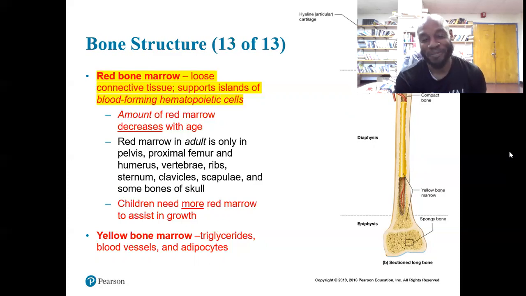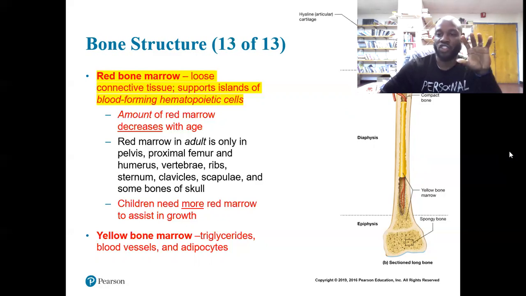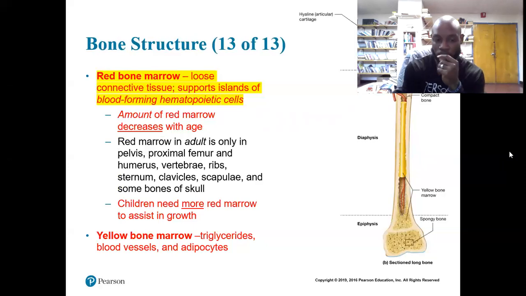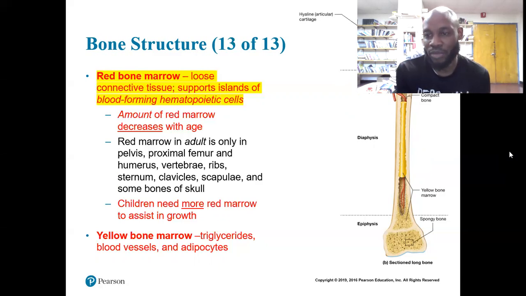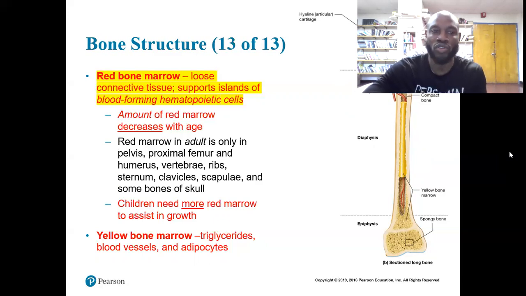But continuing on, yellow bone marrow, which is fat, has triglycerides. Remember, triglyceride: glycerol with three fatty acid chains connected to it. The blood vessels in your yellow bone marrow get their blood supply from that nutrient artery. And you also have adipocytes, which are your fat cells. They contain a lipid inclusion in the cell, your adipocytes, right? So that's all in your bone structure, right?